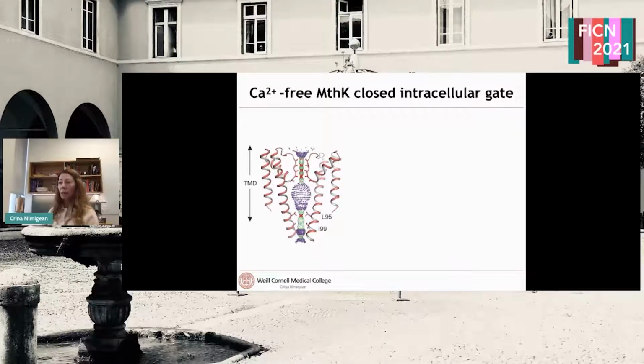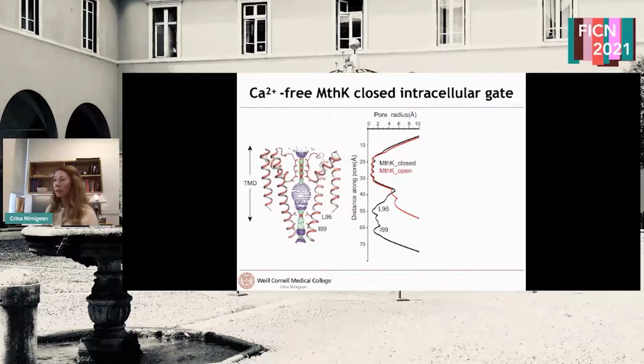So this is the pore drawn with the program HOLE. When you see red here, that means that water cannot pass through. Here's the selectivity filter part, which is always a narrow area, although we know that it's passing ions. And then here's the intracellular bundle crossing that is formed in this channel, because there is clearly a constriction at this level of these hydrophobics, both I99 and L95 at the bottom. So MthK, in the absence of calcium, is closed at the bundle crossing.